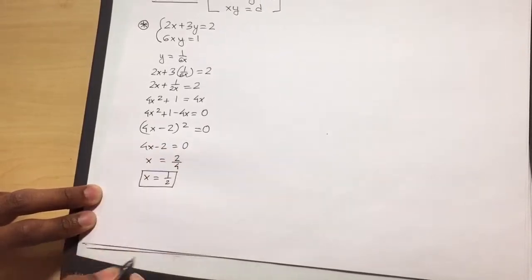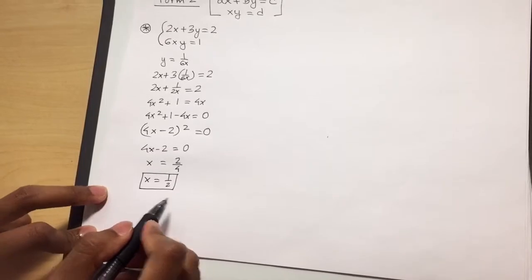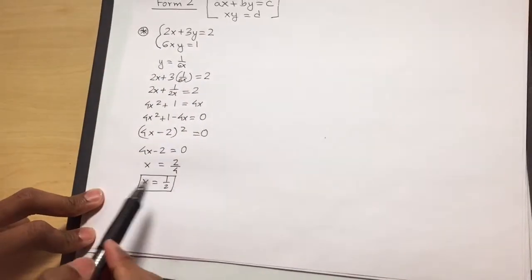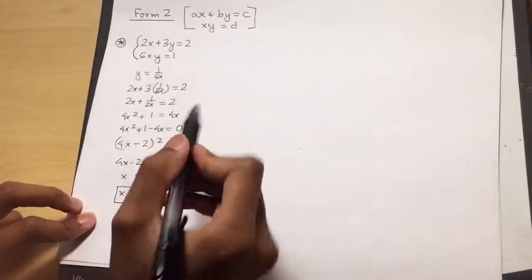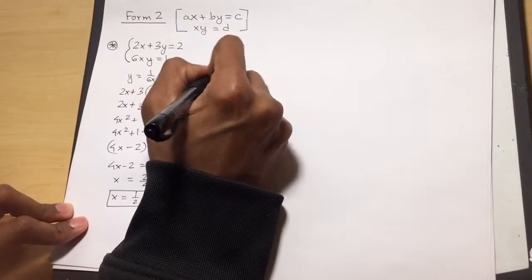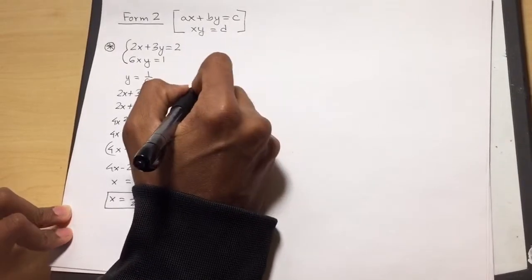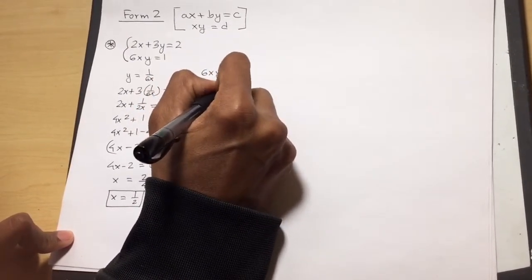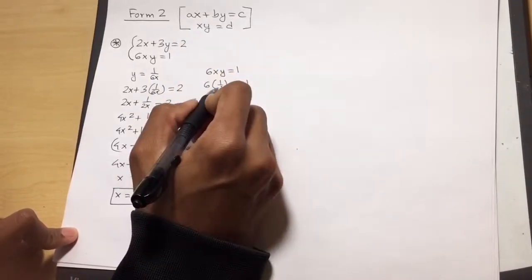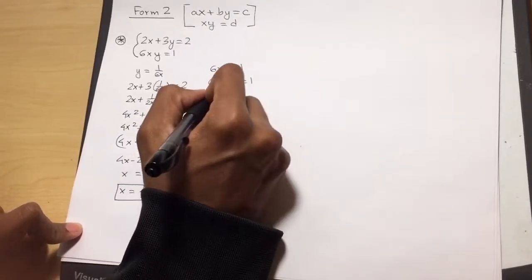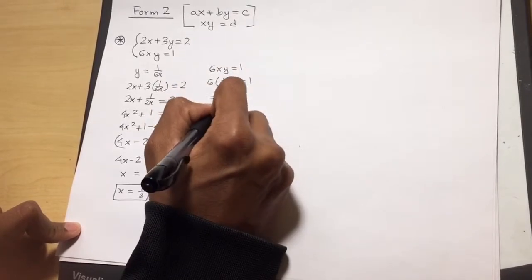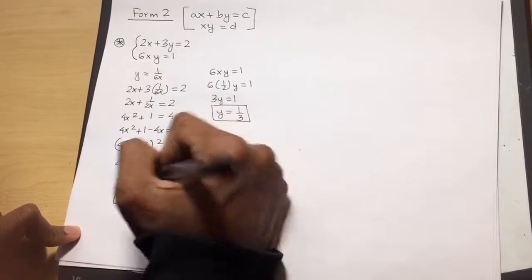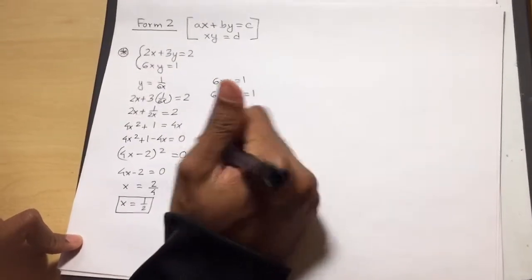Alright, so now that I know what x is, I can find out y as well. So I'm going to plug this back into one of these equations. So let's plug this back into the easier equation, which is 6xy equals 1. I know what x is. x is half. So 6 times half times y equals 1. 6 times half is 3y equals 1. And so y is going to be 1 over 3. Alright, so those are the values.